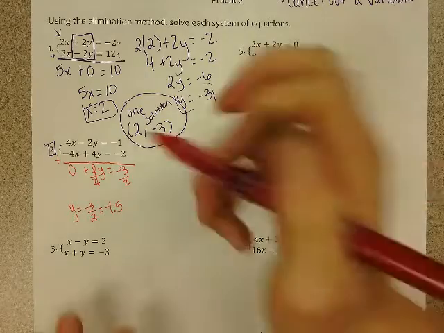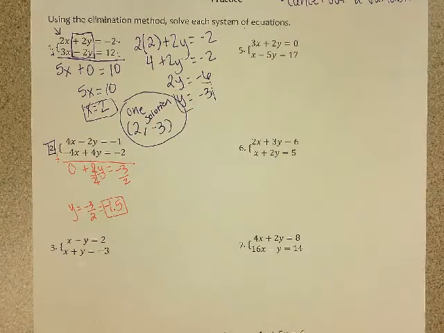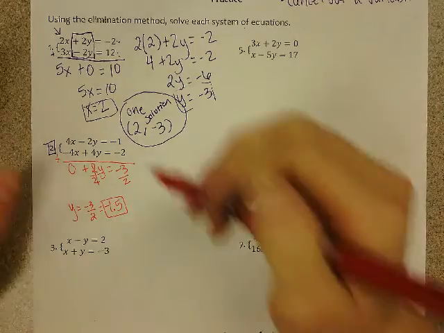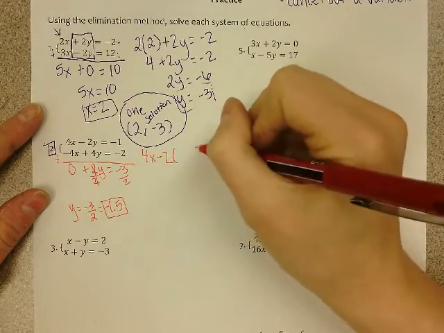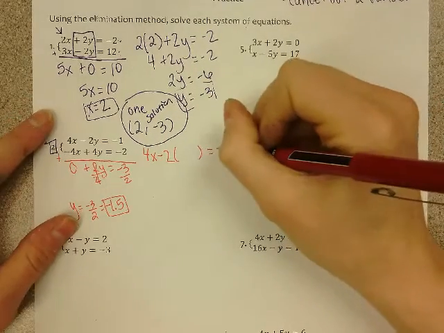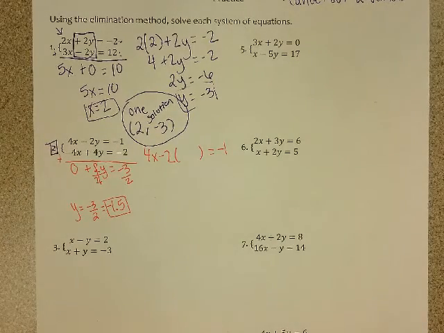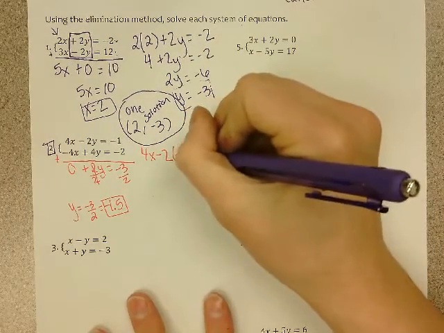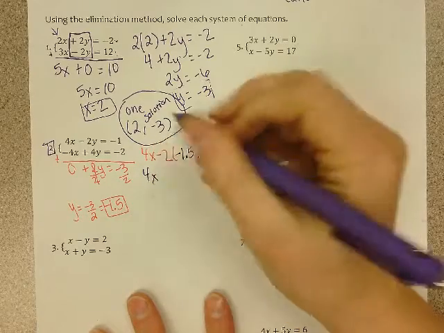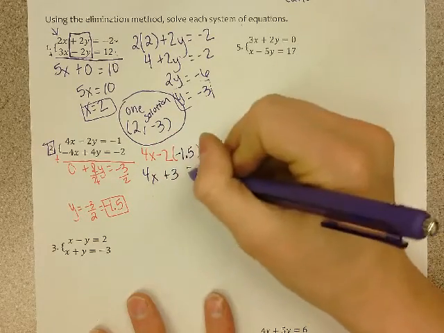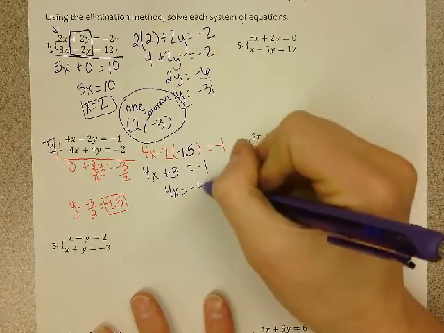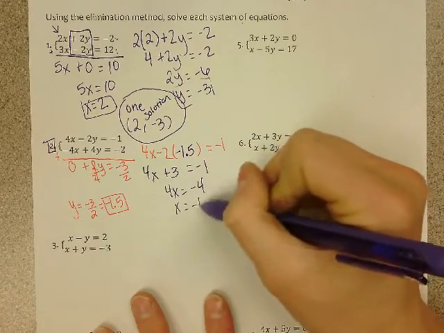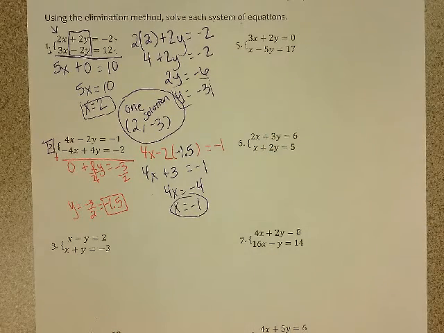All right, so we can plug that back in. Does it matter which equation? No. So which one do you want to choose? Okay. So we've got 4x minus 2y. But what did we find out y was? Negative 1.5. So I'm going to plug in negative 1.5 here. So 4x, that's going to be plus 3 equals negative 1. Subtract 3 from both sides. And then divide by 4, x is negative 1. All right, so I've got one solution, and what is it?